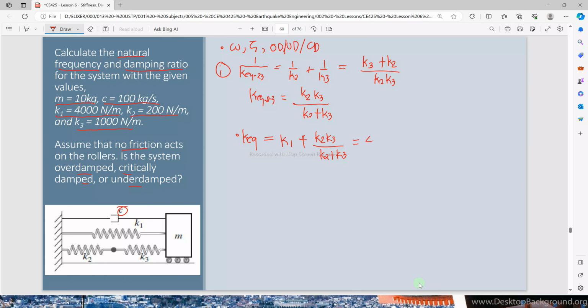The value of K1 is 4,000 Newton per meter. And then we have the value for K2, 200 Newton per meter, times 1,000 Newton per meter, over 200 Newton per meter plus 1,000 Newton per meter. So our equivalent stiffness for the whole system is approximately equal to 4,167 Newton per meter.